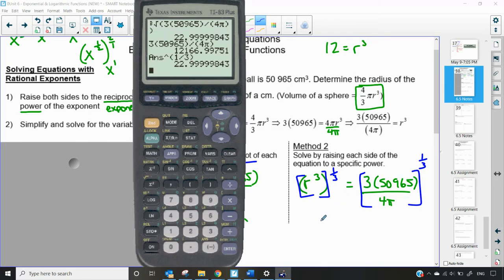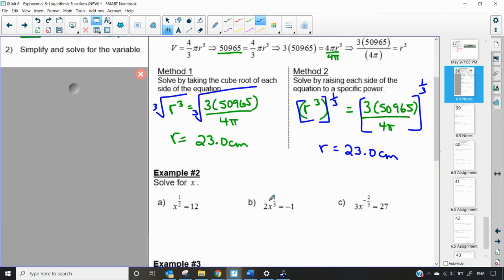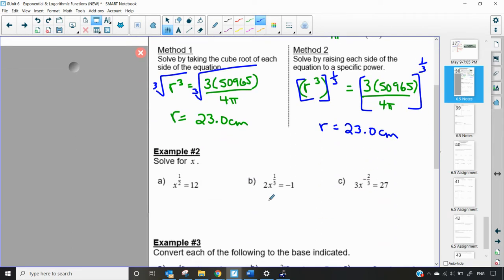So 22.999 gives us 23.0 centimeters. So again, if our rational exponent is just a number over 1, we can still use this method of taking the nth root. But once we have fractional exponents, then we have to start looking at it a little bit differently.